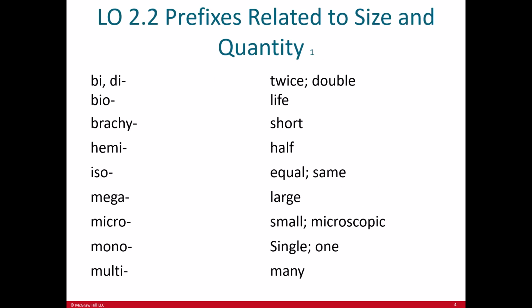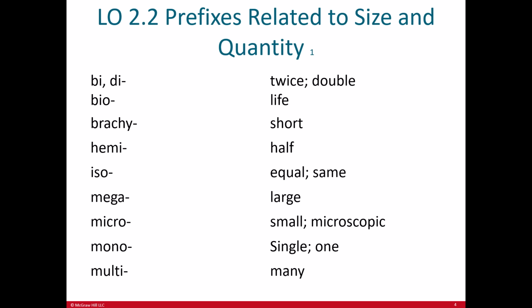Learning Outcome 2.2. Prefixes related to size and quantity. Here you'll see we have bi and di, which both mean twice or double. Now this one doesn't necessarily relate to size or quantity. It's bio, but I don't want you to get confused between bi and bio. Bio means life, but that is a big issue that we see happen, so I want to point that out.